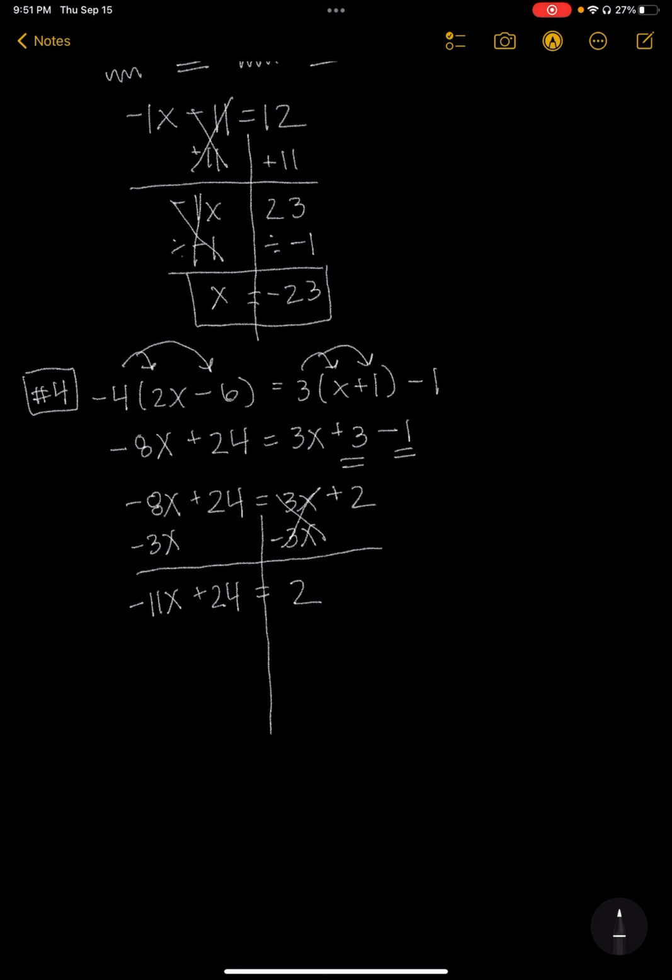I've got to get rid of the -11. I've got to get rid of the 24. I'm going to get rid of the 24 first because I have to add or subtract first and then multiply or divide. So it's plus 24 right now. To get rid of it, we do the opposite, which means I'm going to do minus 24 on each side. And the 24s cancel each other out on the left side. I'm just left with -11x. And then 2 minus 24 gives me -22.